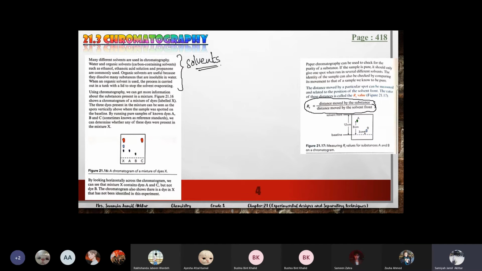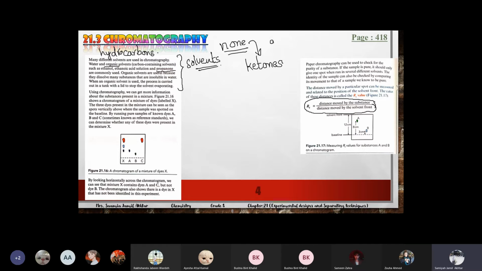So many different solvents are used in chromatography. Water and organic solvents. Organic solvents are hydrocarbons, which are made up of carbon and hydrogen. The main component is carbon actually. Organic solvents, carbon containing solvents such as ethanol, ethanoic acid solution and propanone are commonly used. Propanone: the compounds whose name ends with "one" are ketones. You will study this in the organic chemistry chapter.